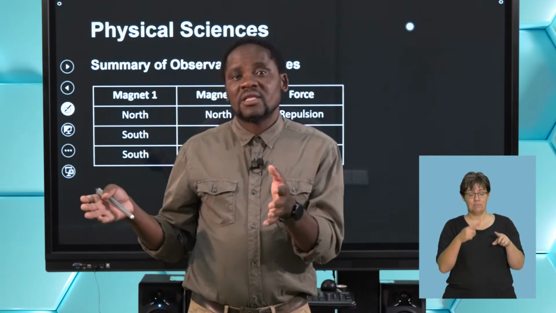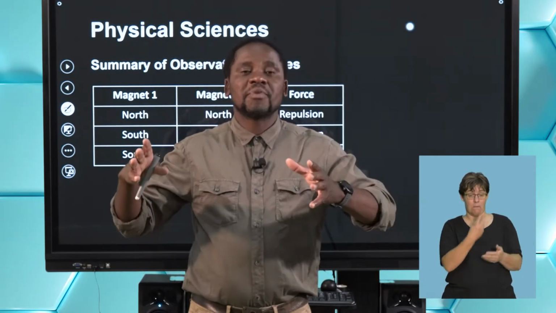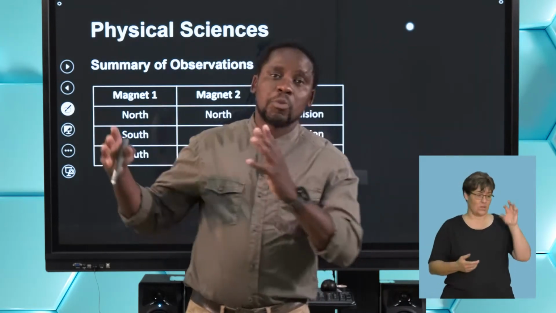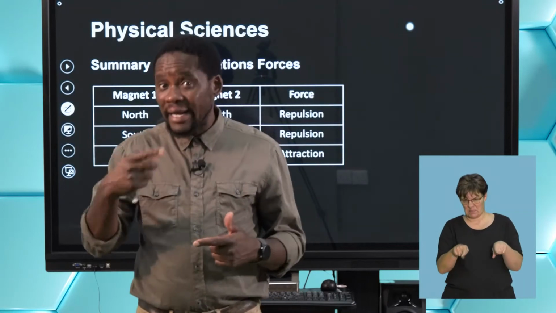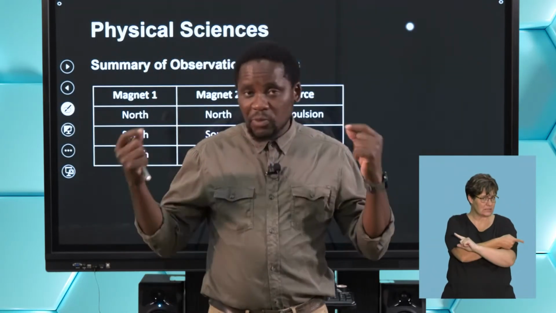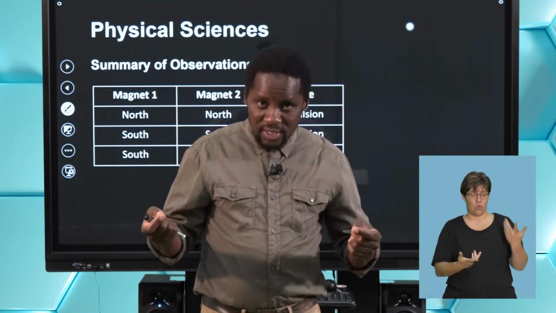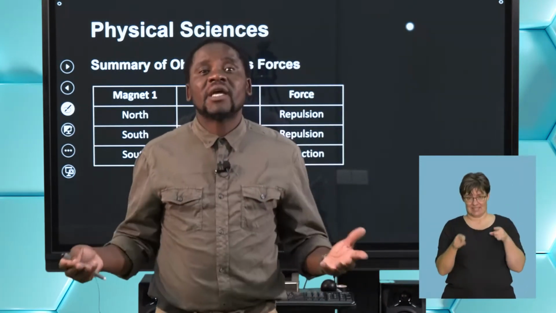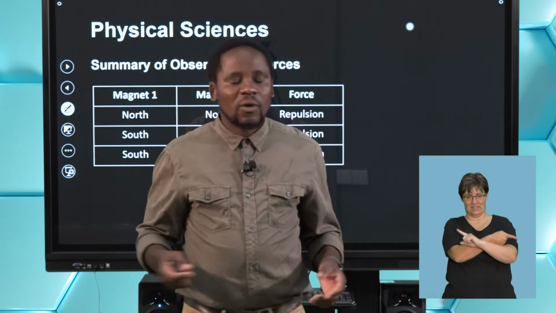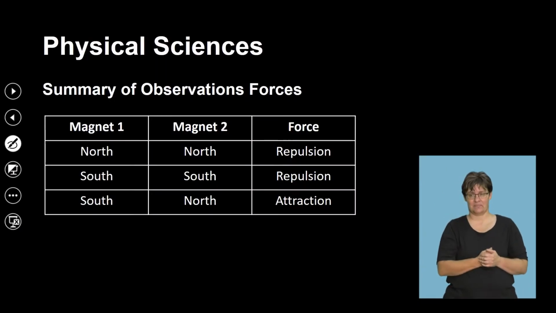But remember, there are two possibilities. It can be both north poles or both south poles. In both cases, those are similar or like poles. What about opposite? Opposite is north-south or south-north. The order is not very important. The fact remains that these two are actually opposite poles. Okay? Now, this is the summary of the observations that we talk about.